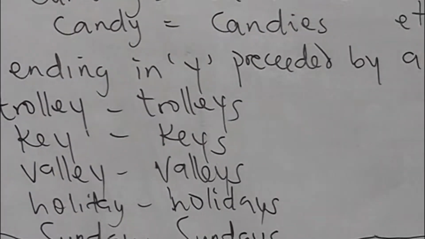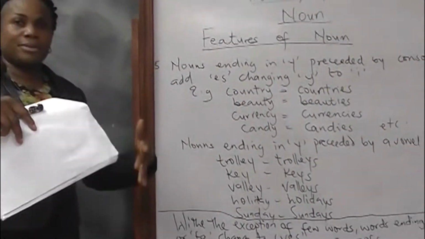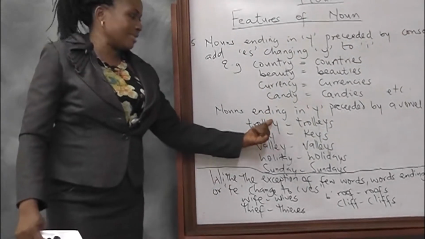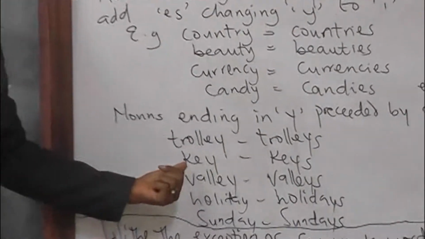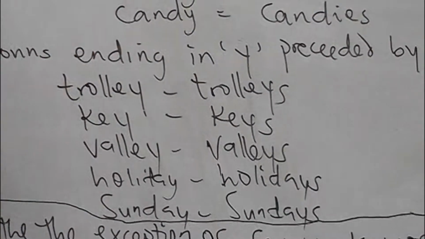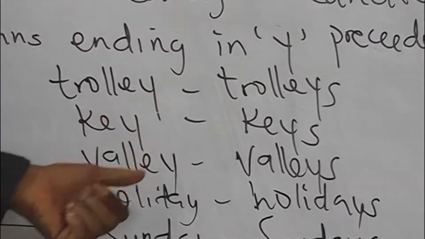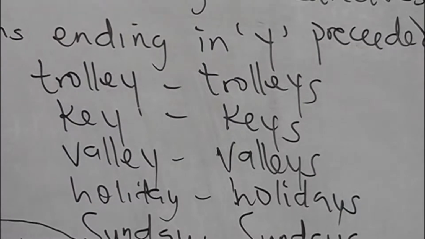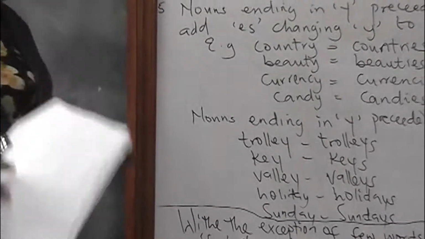The closest we have to the Y sound is written as J in sound. But we have surely E. When you pronounce this, it will give us the vowel sound. So you just add S. This one, key, just like monkey. When you have key, you add S to show that there is no clustering of consonants at the end there. Valley, holiday, Sunday, all these ones are pronounced as vowel. So when you want to change them to the plural form, you add just S.